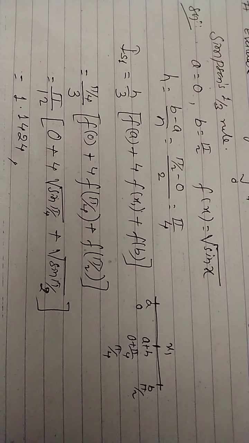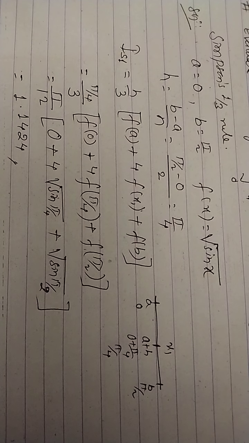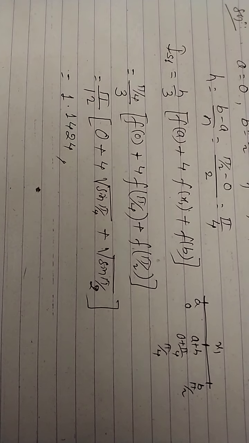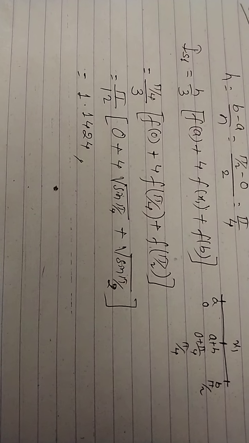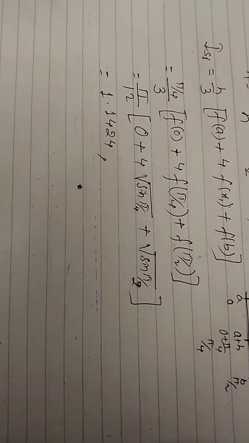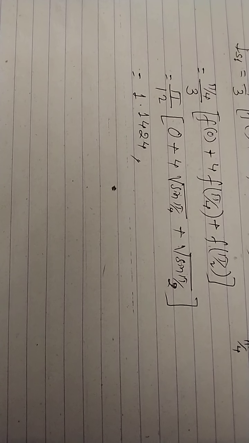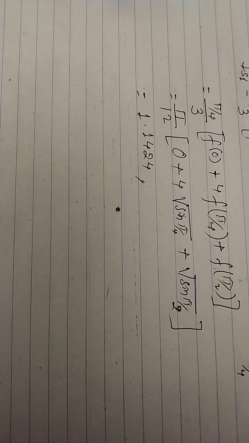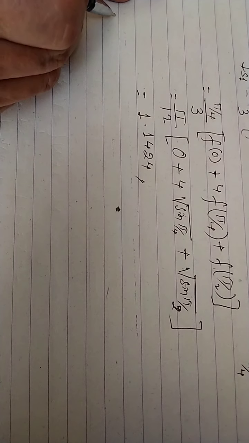And let us do a last problem for today. By Simpson's 1/3 rule, having n value other than 2 means composite Simpson's rule. So let us write a problem.